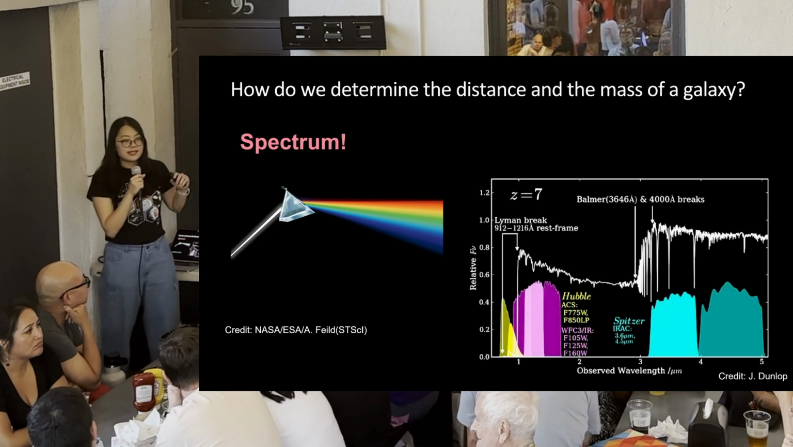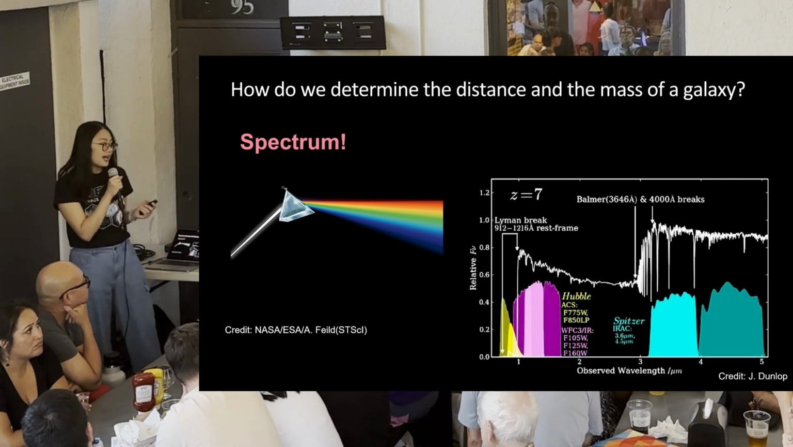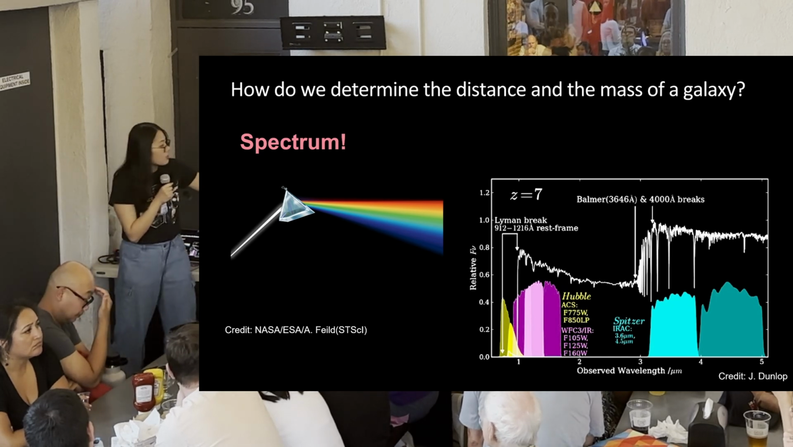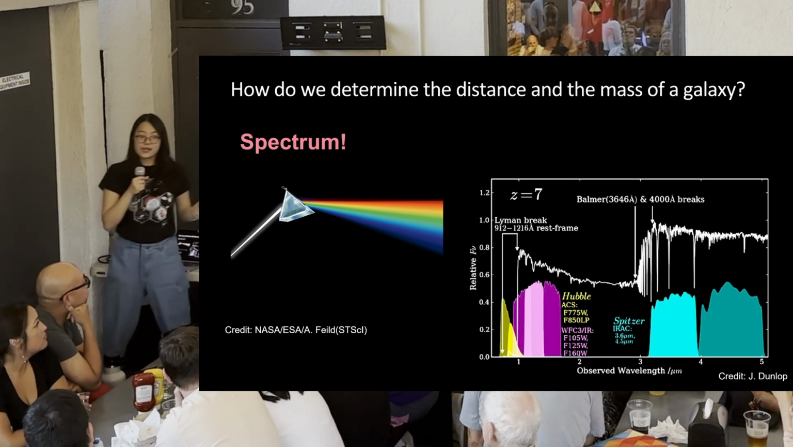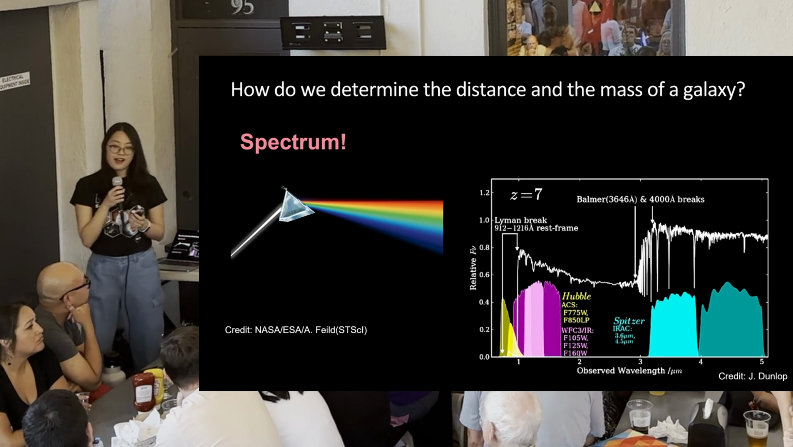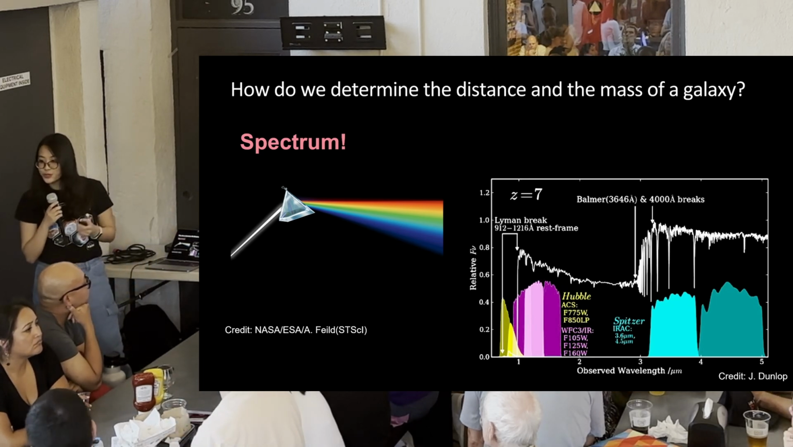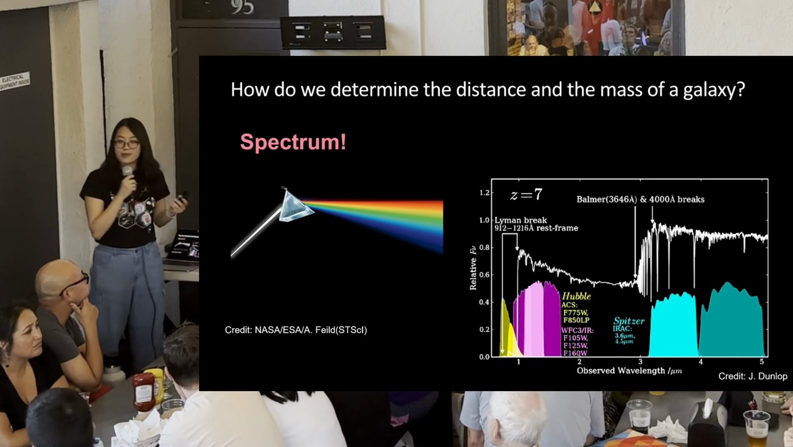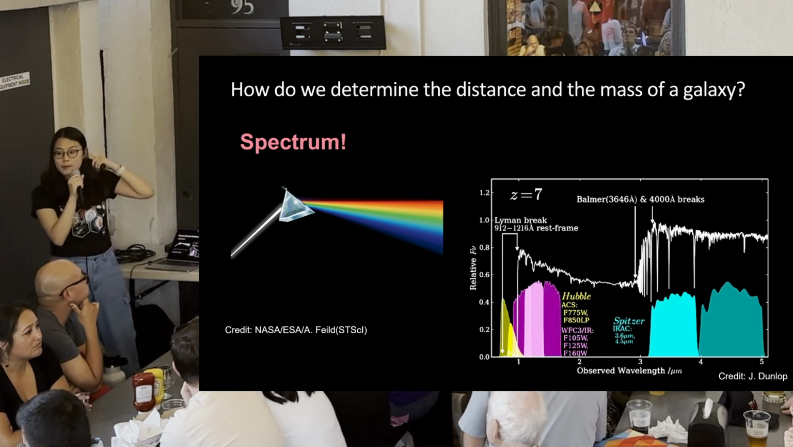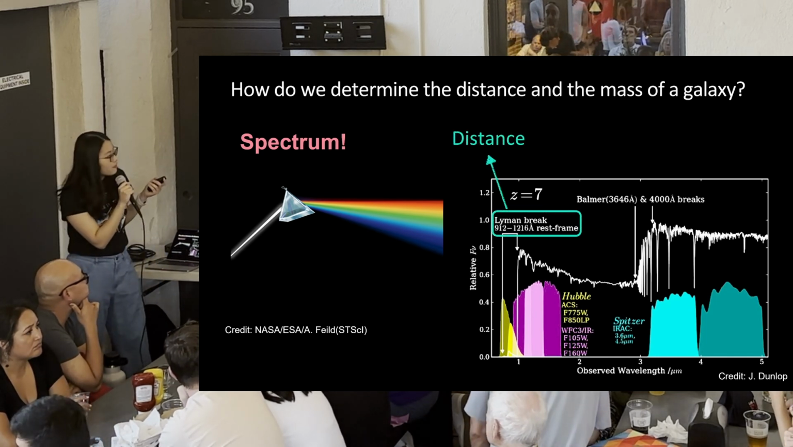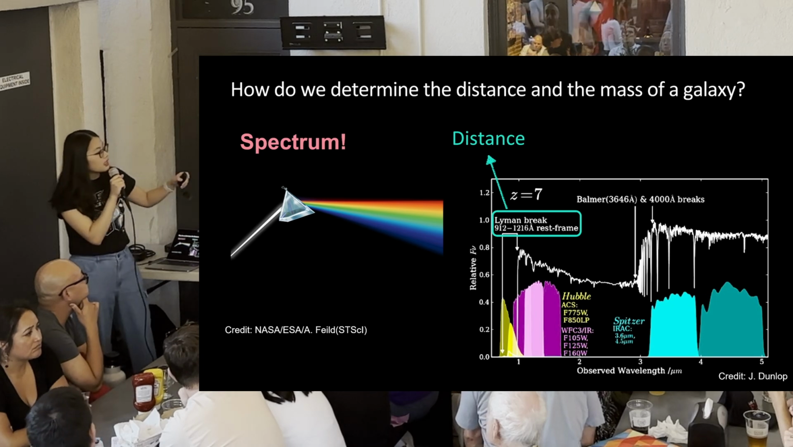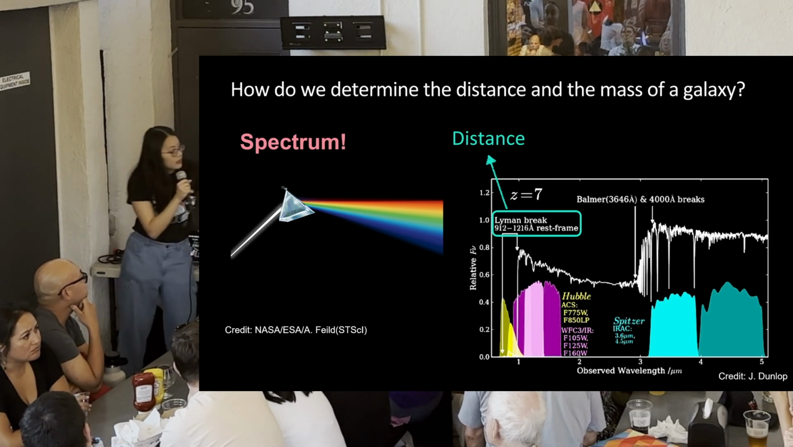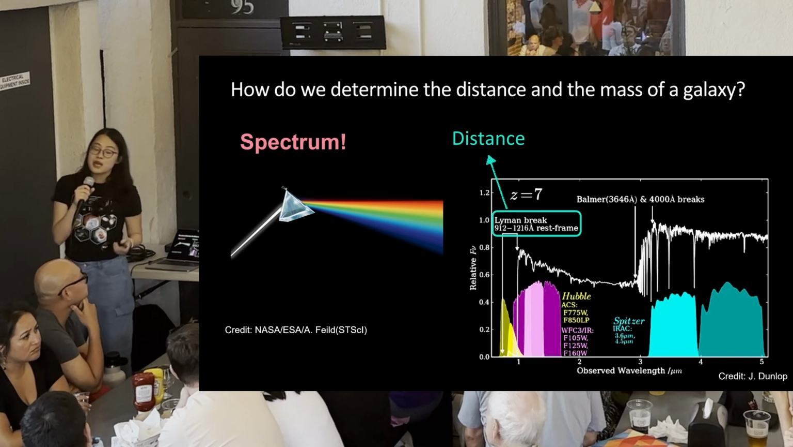The plot here shows the spectrum for a very distant galaxy, shown by the white solid line. This is a very complicated plot, so you don't really need to know all the ingredients unless you want to study astronomy and do research on galaxies. But there are several key features that we need to pay special attention to. The first one is the first break happening at a shorter wavelength, around here. And this is what we call the Lyman break.